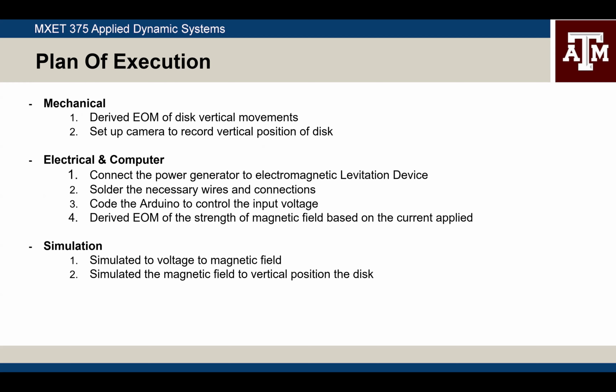For the electrical and computer side, we're using an Arduino microcontroller to adjust the voltage going to the electromagnet. We'll also solder a PCB with all necessary components. Lastly, we're using MATLAB Simulink to simulate how voltage changes affect the magnetic field and how that field moves the object. This gives us a virtual way to test the control system before we try it physically.